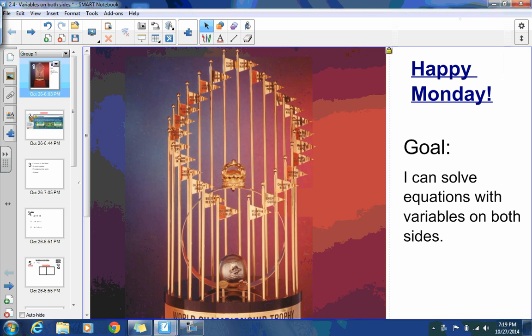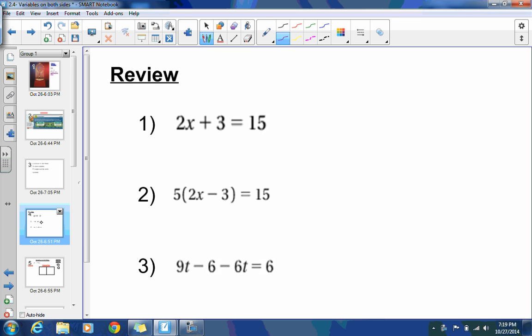All right, so today we're going to talk about our goal, which is to solve equations with variables on both sides of the equation. So this will be the first time we've done that with variables on both sides of the equation. Before you can do this, you should be able to do two-step and these multi-step equations like this, because we're just going to build on that.